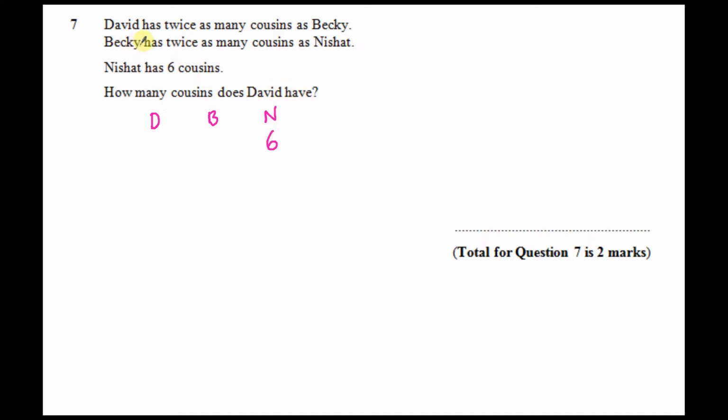And it tells us in the question that Becky has twice as many cousins as Nishat. So 2 times 6, that means Becky has 12 cousins. And David has twice as many cousins as Becky. So times that by 2 gives us 24. So how many cousins does David have? He has 24.